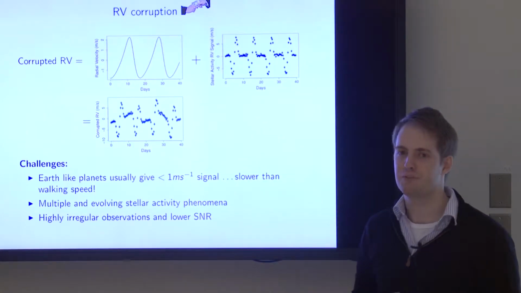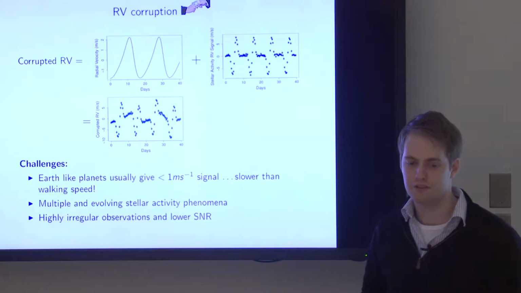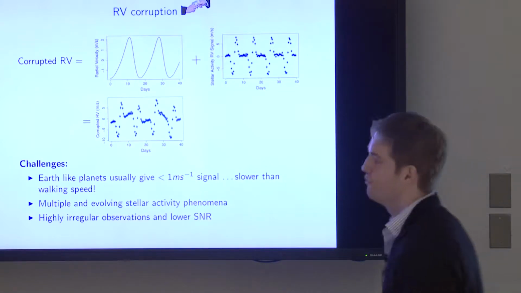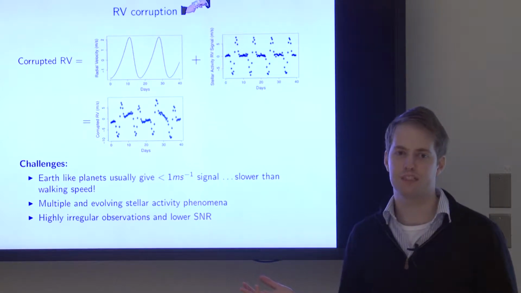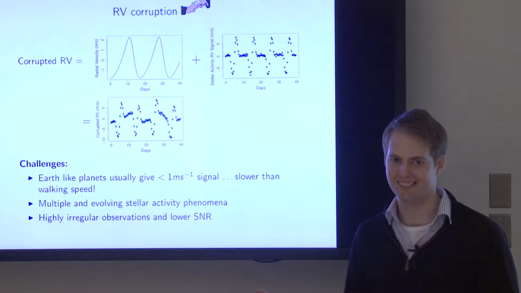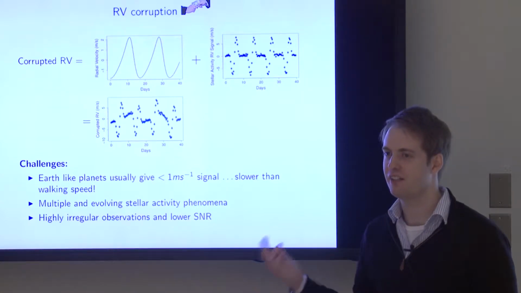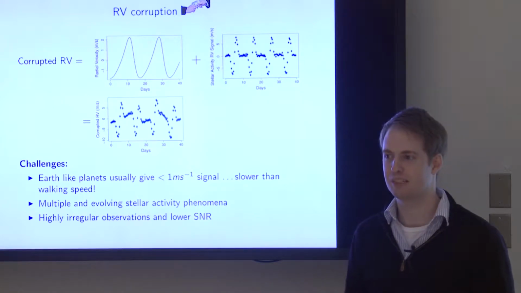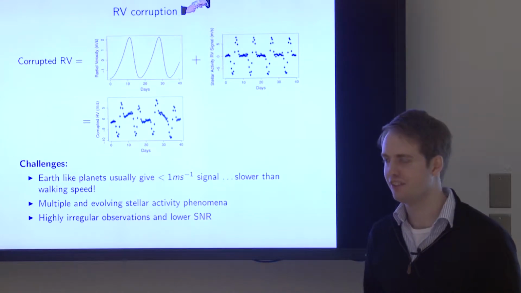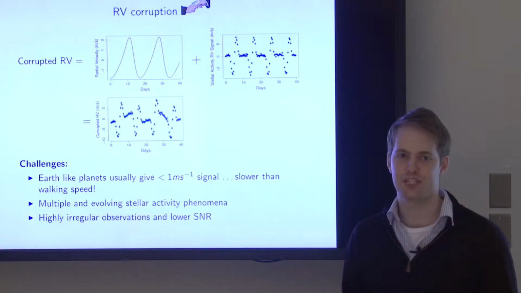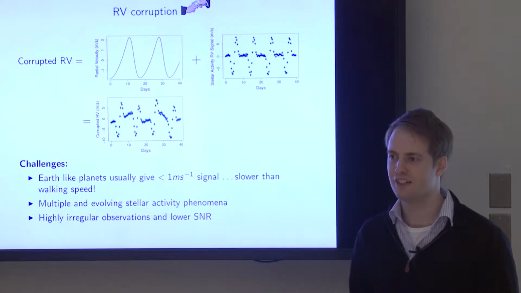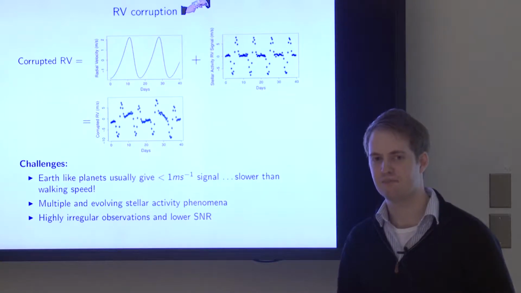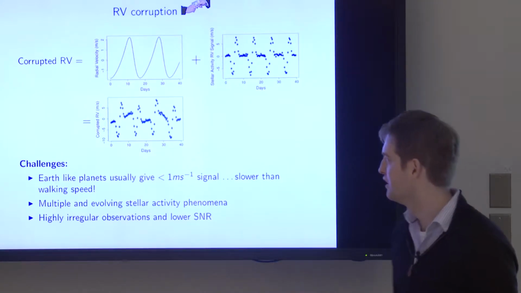One, the planet signals can be very small. For an Earth-like planet, less than 1 meter per second. The 51 Pegasi detection I showed you before was over 50 meters per second. In fact, for an Earth-like planet it's much less, like 13 centimeters per second. And as I think Eric Feilsen emphasized, that's much slower than walking speed, which is like 1.4 meters per second. So it's kind of amazing that we're even thinking about detecting such small velocities so far away.